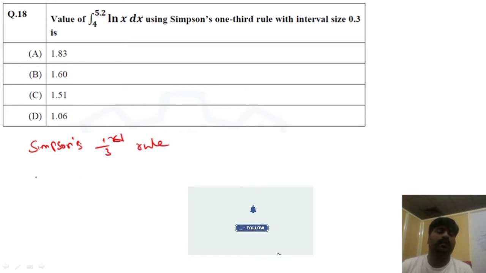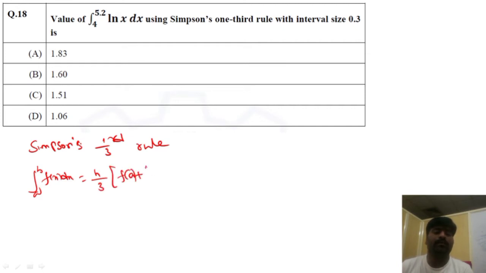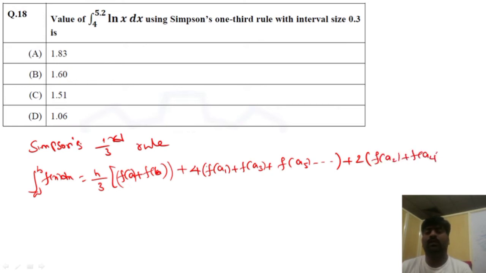So Simpson's 1 by 3 rule to evaluate the integral a to b f of x dx will be h by 3 times f of a plus f of b, when we divide a to b into n intervals, with y equal to f of x, plus 4 times f of a1 plus f of a3 plus f of a5 and so on, plus 2 times f of a2 plus f of a4, the even terms, and so on. So this is the formula for Simpson's 1 by 3 rule.